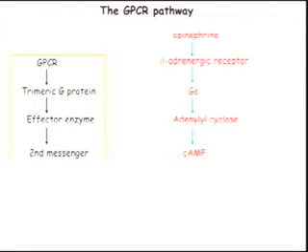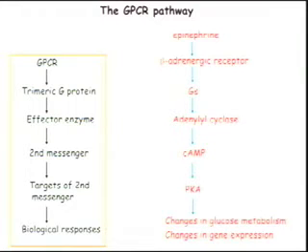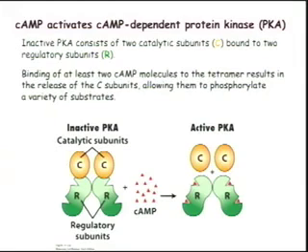And what does the second messenger do? Now, the second messenger also has a target. And in this case, the target is a protein kinase called PKA. Now, cyclic AMP activates cyclic AMP-dependent protein kinase. And this protein kinase is also abbreviated as PKA. So whenever we talk about PKA, you should know it's cyclic AMP-dependent protein kinase.